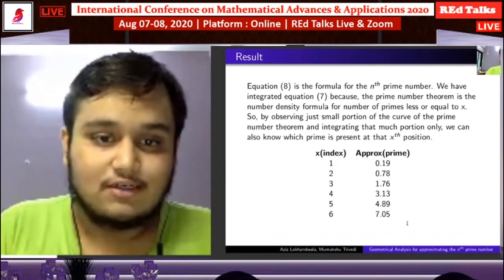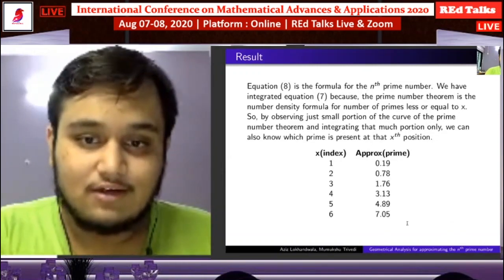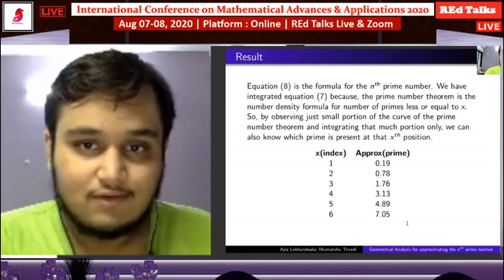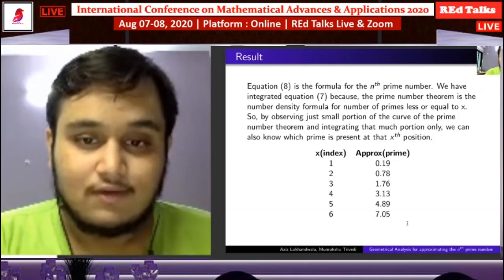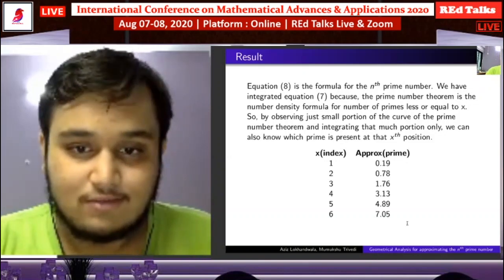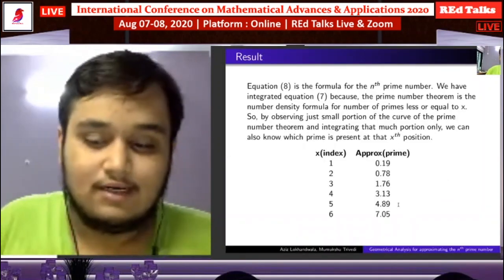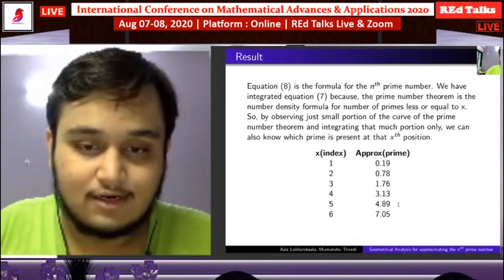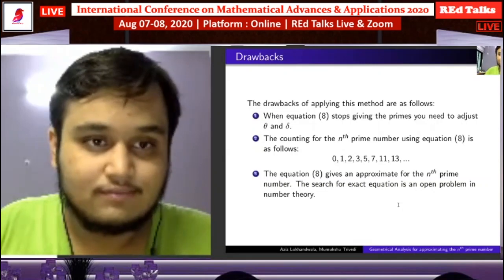Now this equation gives the prime by considering 0 and 1 to be prime numbers. It will give an asymptotic formula for the nth prime. Also, if we don't want to consider 0 and 1 to be prime, we may shift the origin, and by doing that, the counting will just start normally, like 2, 3, 5, 7, and so on.